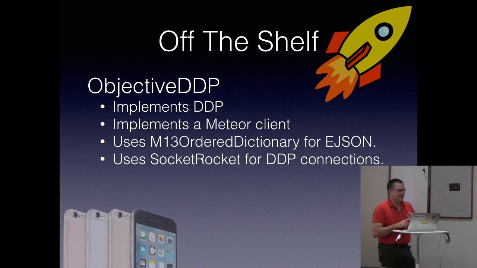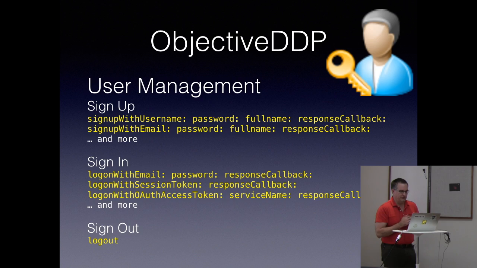Okay, so off the shelf, ObjectiveDDP implements the DDP protocol that sits underneath Meteor. All right, so this is the socket itself, the ping pong of keeping the connection alive, and all of the protocol for doing subscribes, data changes, all of that stuff, right? It uses the M13 Ordered Dictionary to be able to handle extended JSON like Meteor does, and Socket Rocket for the actual sockets, right?